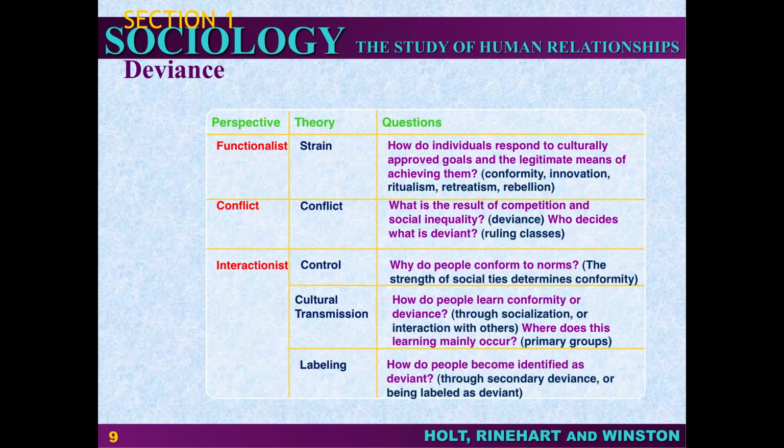Lastly, you have labeling. How do people become identified as deviant? Well, it's through their secondary deviances or by being labeled as a deviant. You can go back to elementary school and you can think about these kids that you know that seem to always get themselves into trouble. This kind of fits along with the self-fulfilling prophecy. These kids tend to get a label that they're the bad kids, that you really don't want to hang out with those kids. They're primarily going to become part of your secondary group.